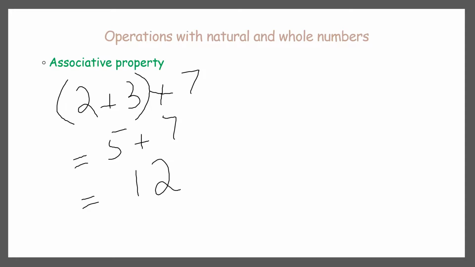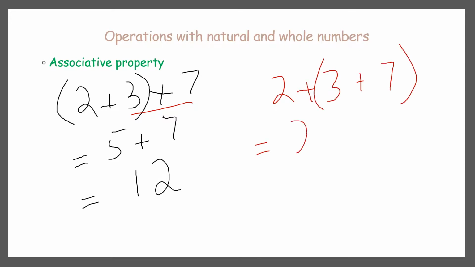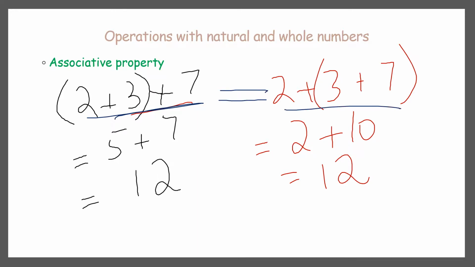Now let's see what happens if I add 3 and 7 first, because we have to change the order in which they are grouped. And 7 plus 3 is 10, and again 10 plus 2 is 12. It means that this and this one are equal. So the result doesn't change if the order in which the numbers are grouped is changed, because here we added 2 and 3 first, and here we added 3 and 7 first, but in both cases the result is the same. So the associative property holds for addition.